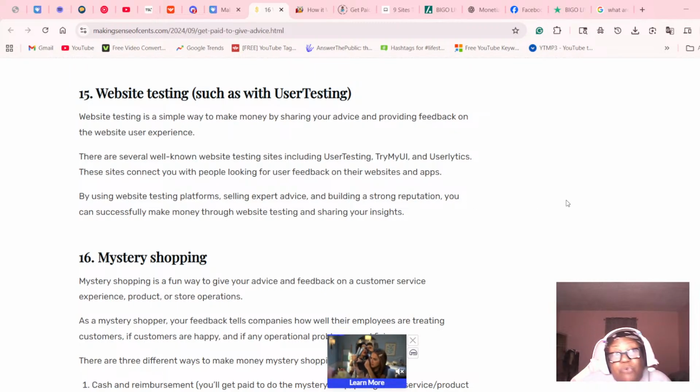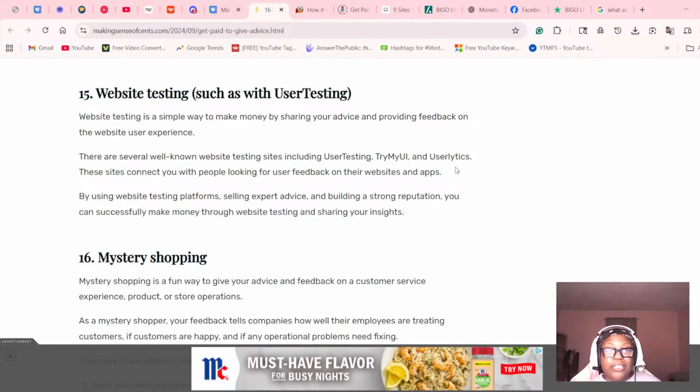I've never done this before, but website testing is a simple way to make money by sharing your advice and providing feedback on the website user experience. So what they're doing is, like, I just made a website and I need you to go to my website and test it out for me and see how user friendly it is. So they have like UserTesting, TryMyUI, and Userlytics, which I looked at today to try to get some information about my course or whatever. And I think that's pretty cool.